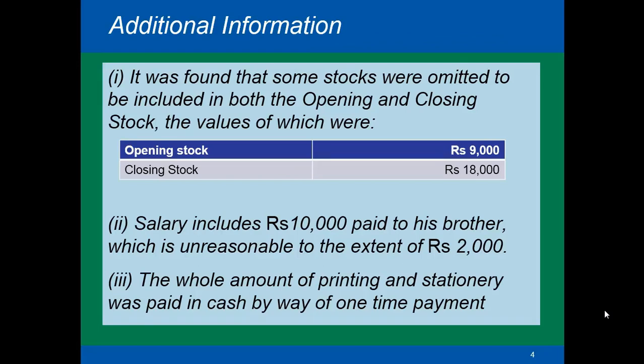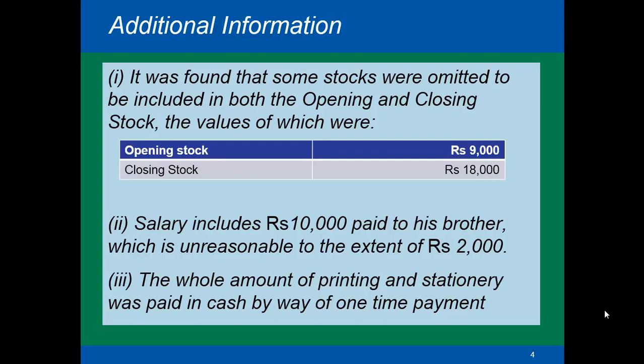Some additional information is also given. It was found that some stocks were omitted to be included in both the opening and closing stock, the values of which are given. Opening stock rupees 9,000, closing stock rupees 18,000. Second, salary includes rupees 10,000 paid to his brother, which is unreasonable to the extent of rupees 2,000. The whole amount of printing and stationery was paid in cash by way of one-time payment.